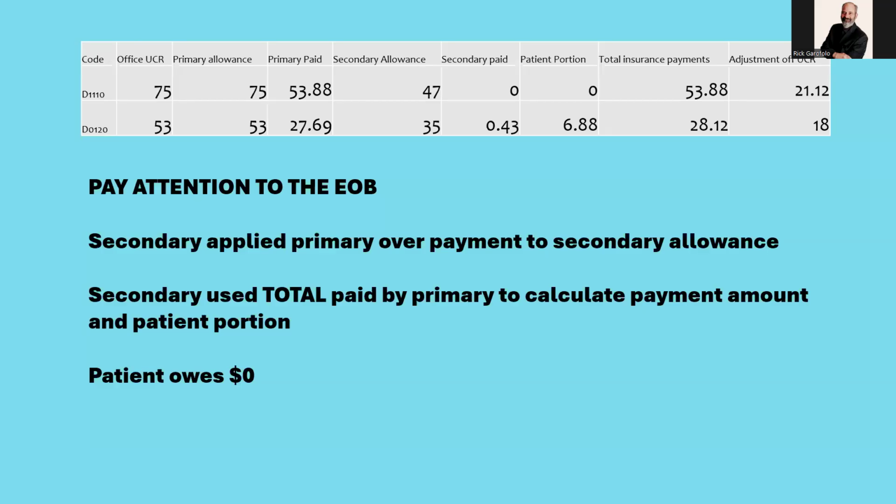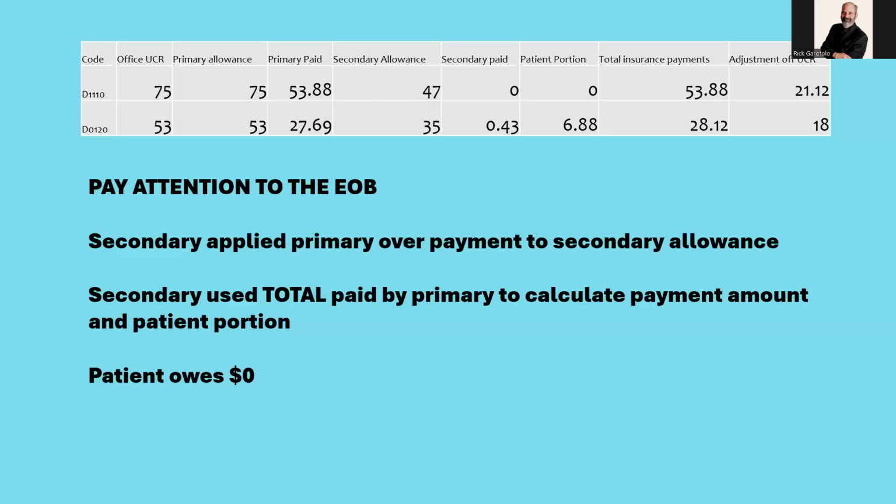which means the patient owes the difference between the total of the two insurance payments, which was $28.12 for the exam, and $6.88 is the patient portion, because the patient owes the difference between the two insurance payments and the lowest allowed fee. In this scenario, the lowest allowed fee is the $35 secondary allowance.